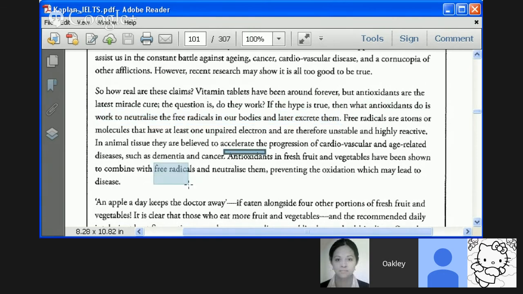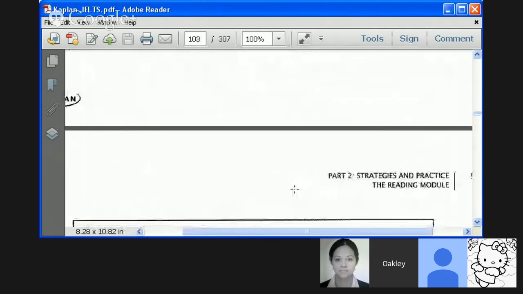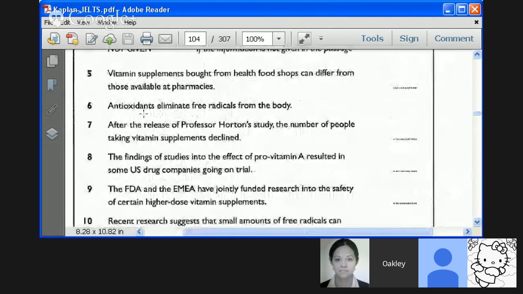And I know I've seen it back down here. Antioxidants, okay. In fresh fruit and vegetables, this is a prepositional phrase. Get rid of it to make it simpler. Antioxidants. Here's the main verb, have been shown to combine, okay, with free radicals and neutralize them. Okay, they combine and neutralize free radicals. What does it say? They eliminate free radicals.